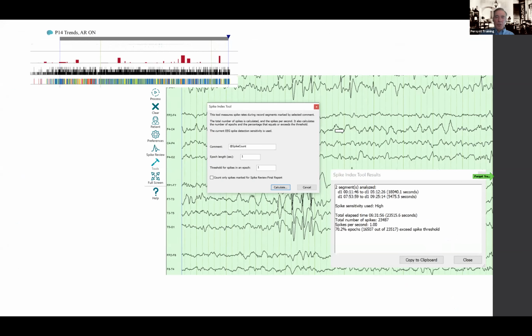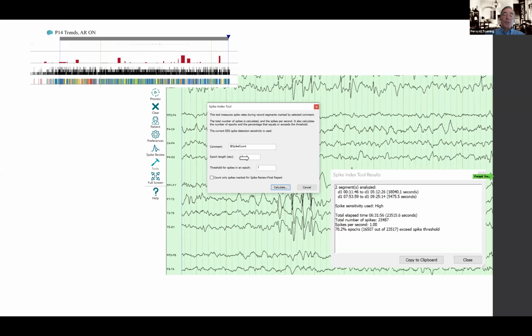Now, the other thing that you can do, and we touched on this briefly in part one, is calculate a spike wave index. Up here is an excerpt of that same trend that we've been zooming in on. You can mark a range of EEG or of trend using the mark range tool in Persyst 14. We can take a quick look at that. I just marked this range of spike detections during slow wave sleep and marked it with an at spike count. You can use whatever comment you want, of course.